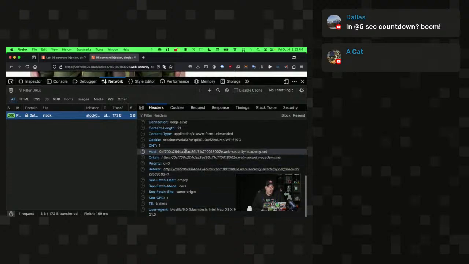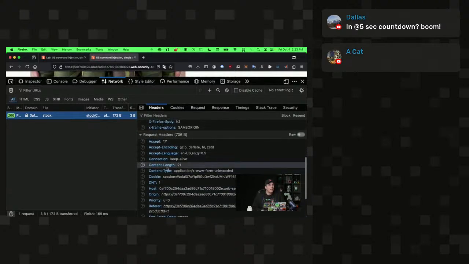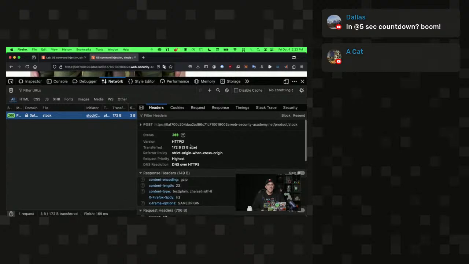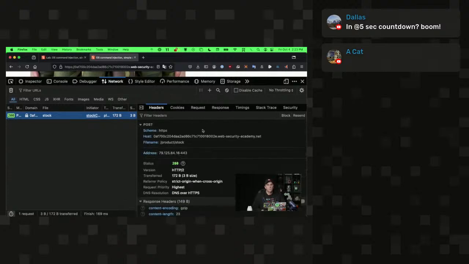So this is just in a regular web browser. We can't really manipulate this in the web browser. We would need to take an extra step that I don't want to here. So instead, what I would like to do is open up this exact same thing, but in Burp Suite.